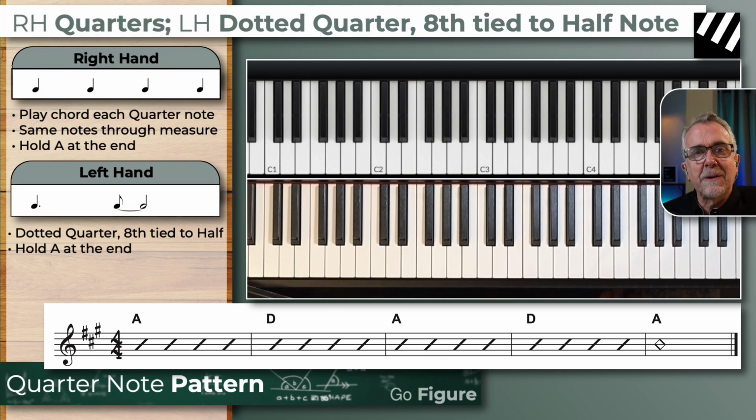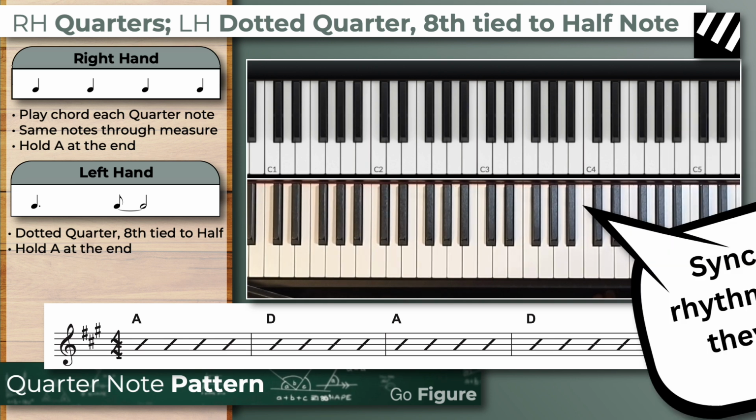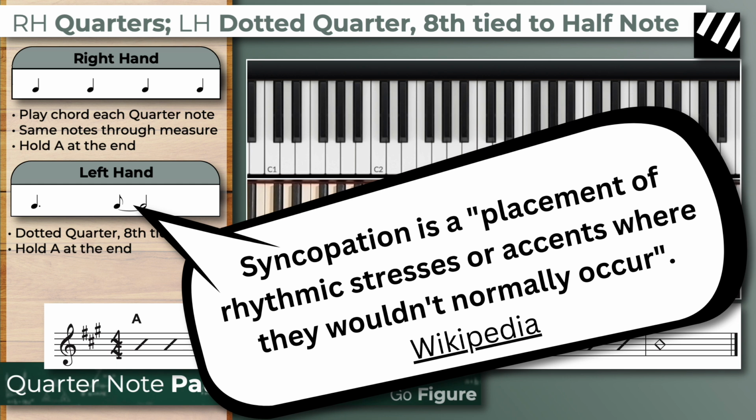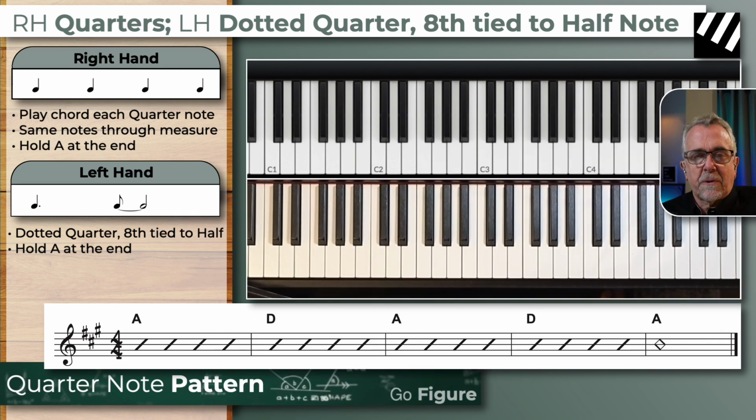For this pattern, I'll be using syncopation of the left hand. Here's a definition of syncopation from Wikipedia. It says syncopation is a placement of rhythmic stresses or accents where they wouldn't normally occur. The click that we'll be using for this exercise will not just click the beats of the measure, but it's also going to click the and between each of those beats. Listen to some of the click.